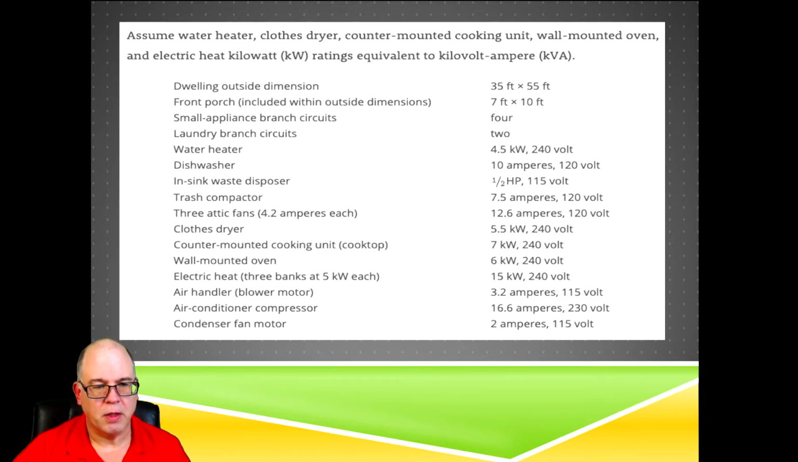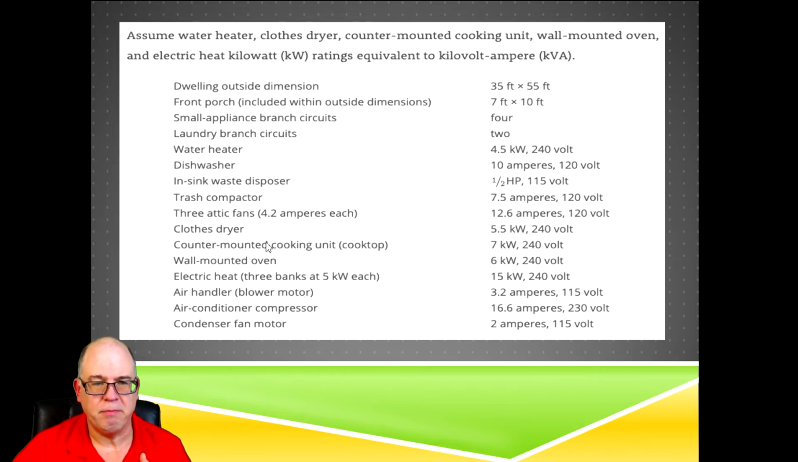Don't worry about it. All right, the next thing we're dealing with is a trash compactor. Don't really see those much anymore, but 7.5 amperes at 120 volts. So we do 7.5 amps times 120, and that's going to give us our VA for that. We'll do that later. I've got 3 attic fans, 4.2 amps each. It's 12.6 amperes at 120 volts. Again, 12.6 amps times 120 is going to give us our VA. I guess you could go 4.2 times 120 and then do it for each one and then add them up again, but why would you?